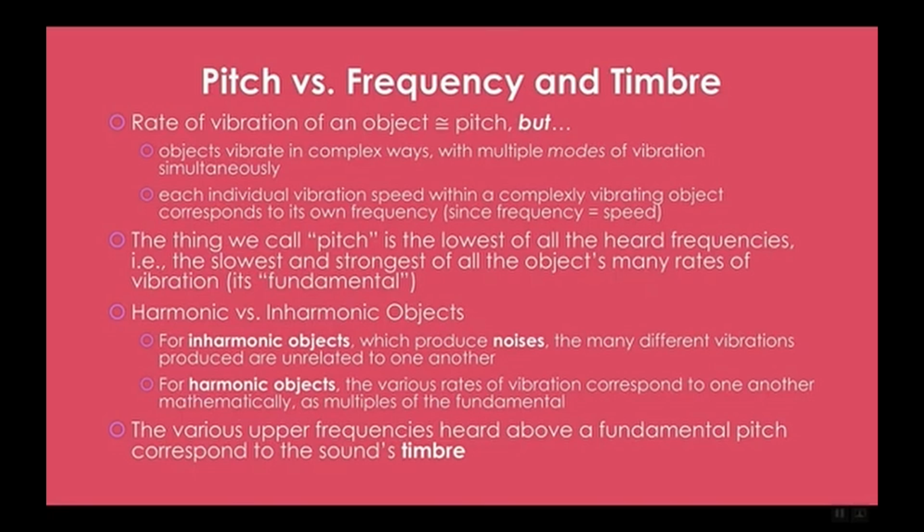Okay, but in discussing this, you have to think about the difference between harmonic and inharmonic objects. Inharmonic objects just produce noises, and the many different vibrations produced are pretty much unrelated to one another. So a snare drum is like this, even a bass drum. A bass drum sometimes has a tone to it, but the tone degrades quickly and it's mostly noise. Many of the percussion instruments produce inharmonic sounds. Even bells produce some tones and frequencies that you can hear, but bells are such weird objects that they distort the harmonic spectrum. So bells pretty much produce inharmonic sounds.